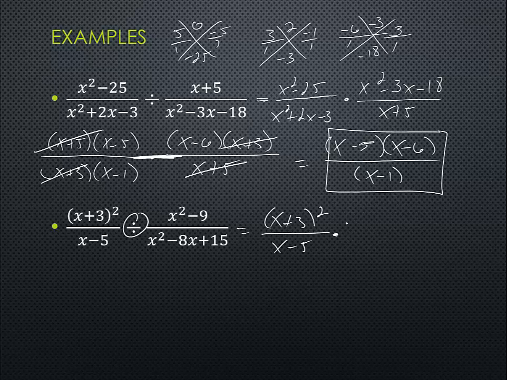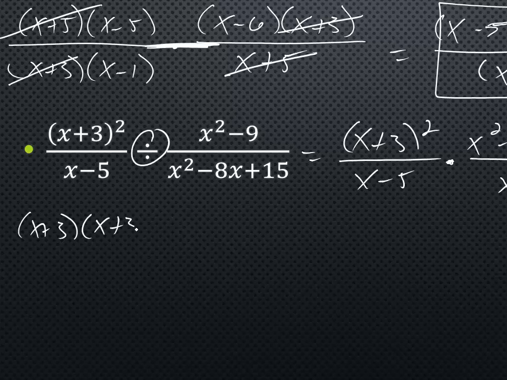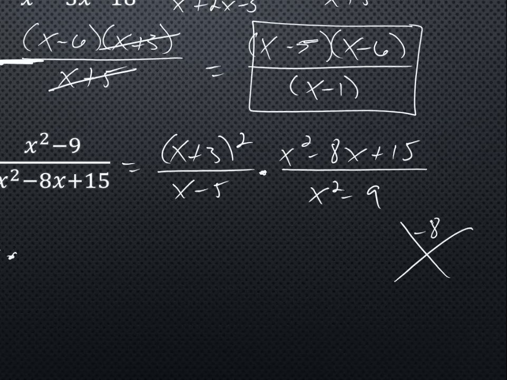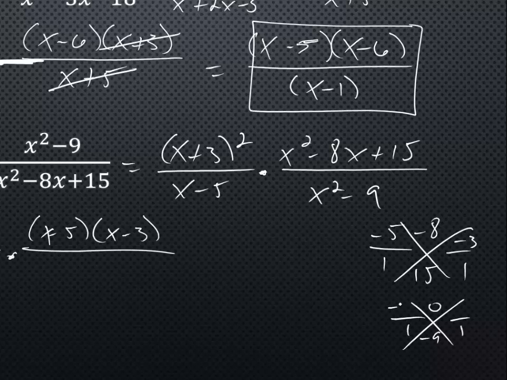Over x minus 5 times x squared minus 8x plus 15 over x squared minus 9. All right, let's go ahead and factor. So x plus 3 squared is just going to be x plus 3 times x plus 3 divided by x minus 5 is just x minus 5 times, let's go ahead and factor x squared minus 8x plus 15 using our x method. Negative 8 goes on top, 15 on bottom, divide by 1, and it'll be negative 5 and negative 3. So x minus 5, x minus 3 divided by x squared minus 9, which is x minus 3 and x plus 3.